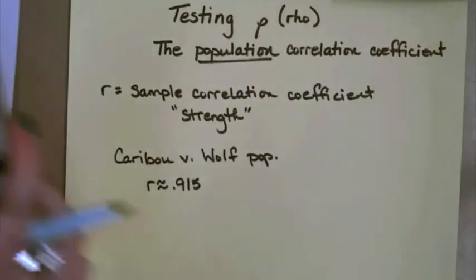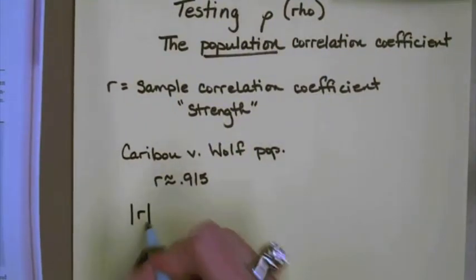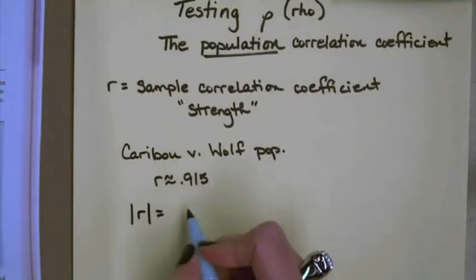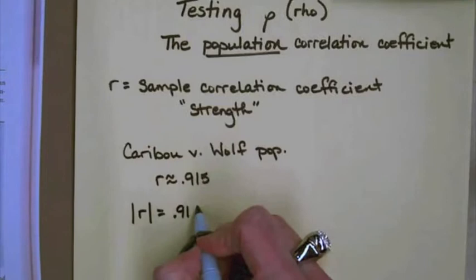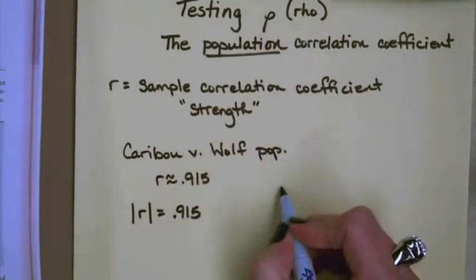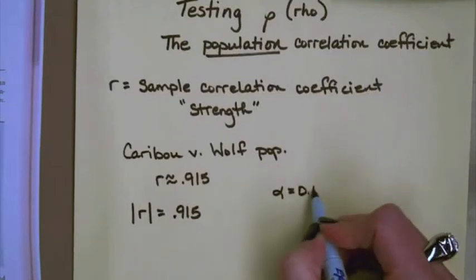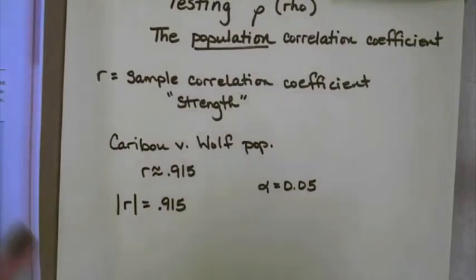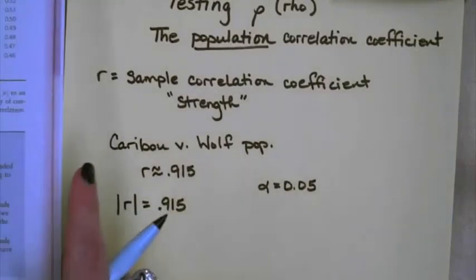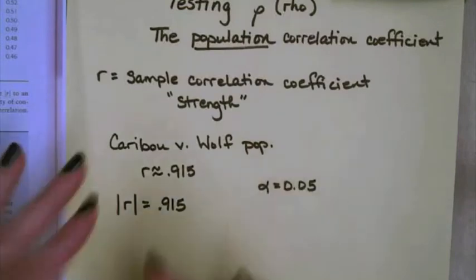So to test rho, we take the absolute value of R, which in this case, since R is positive, it's still 0.915. And we take our alpha. If our alpha is 0.05, that means we're willing to take a little bit of risk here. It's not a life or death situation. We're just determining the wolf population based on the number of caribou in Denali.